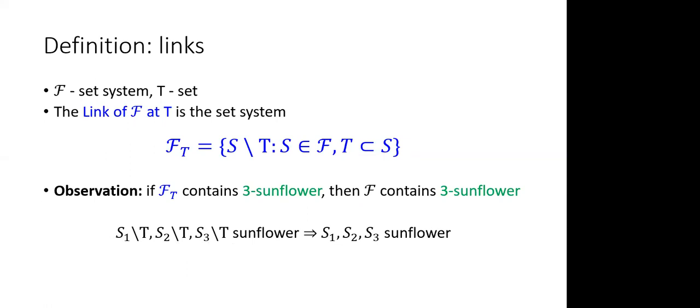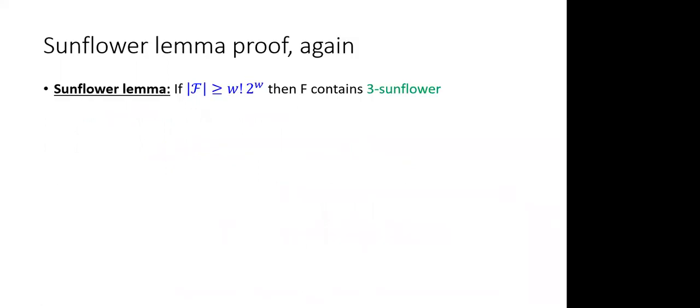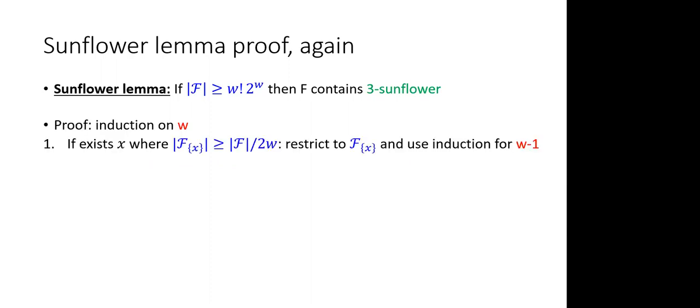Now that we understand that, there's a very reasonable approach, which is to say, if a link is large, we should reduce to this link and try to find a sunflower there. So let me go through the proof of the sunflower lemma again, but now using the language of links. Again, it's induction on W. In the first case, if there is a link of a single element that is big enough, restrict to this link and use induction. So if there is an element X where the link of this single element is big, in this case big would be F over 2W, then we just restrict to this link. Now all the sets have size W minus 1, use induction. And so this is having a large link.